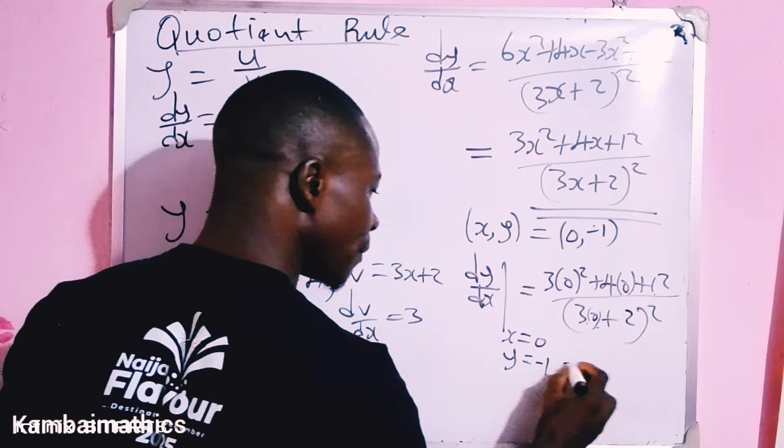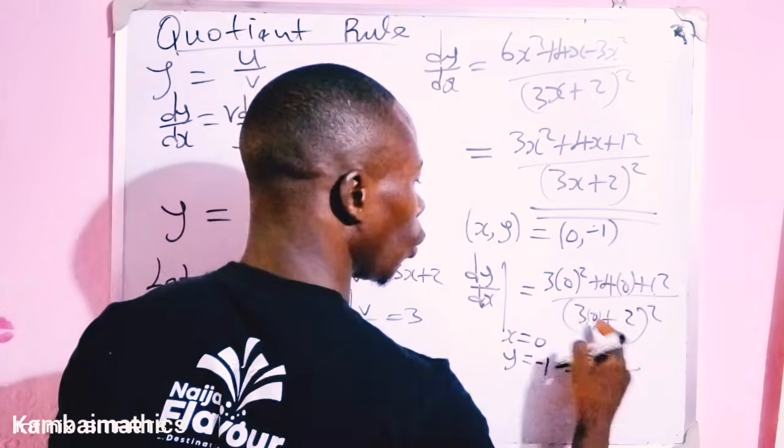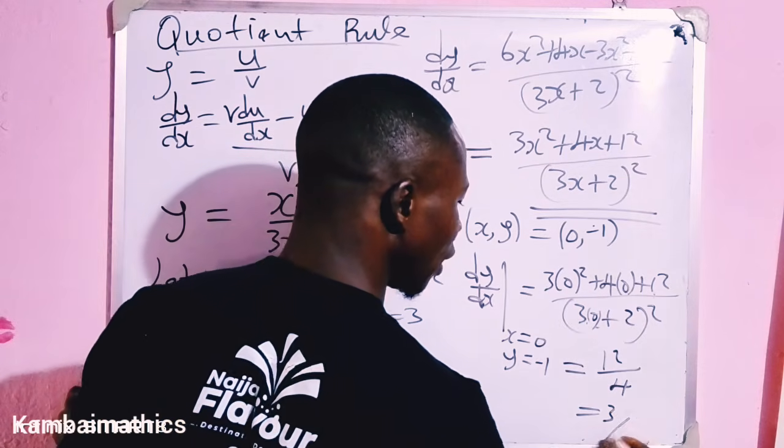So by implication, this will give us 0, this will give us 0, then we are left with 12 all over, this will give us 0, this will give us 2. 2 squared is what? 4. Our answer will be what? Our answer will be 3.